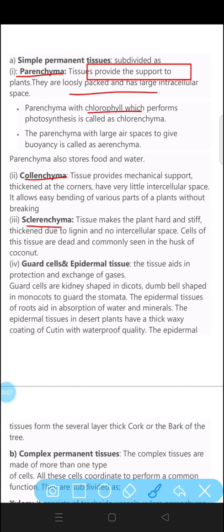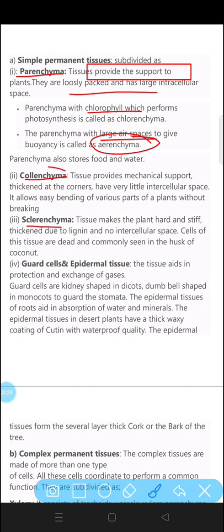Parenchyma have chlorophyll which performs photosynthesis. As you know, plants perform photosynthesis. The parenchyma with large air spaces gives buoyancy to the plants. So, the buoyancy force is basically present in the case of aquatic plants so that they can float on water.